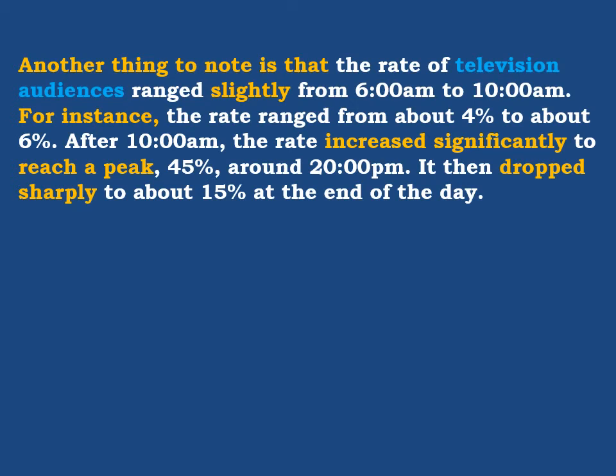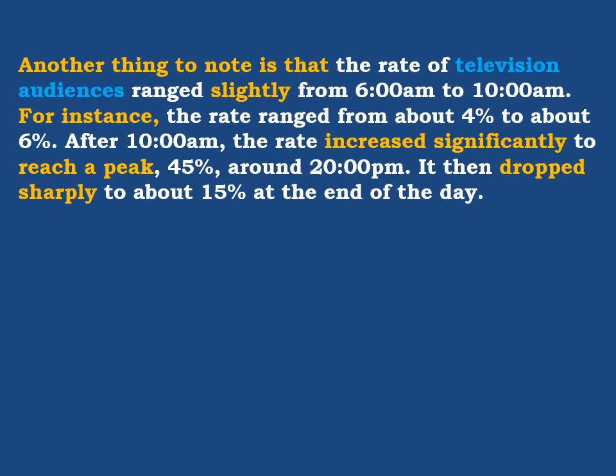Now, in the second body paragraph, we'll be talking about television audiences. So, another thing to note is that the rate of television audiences ranged slightly from 6 a.m. to 10 a.m. Now, we want to give details. For instance, the rate ranged from about 4% to about 6%. After 10 a.m., the rate increased significantly. So you pick the most significant or important points all through the day.